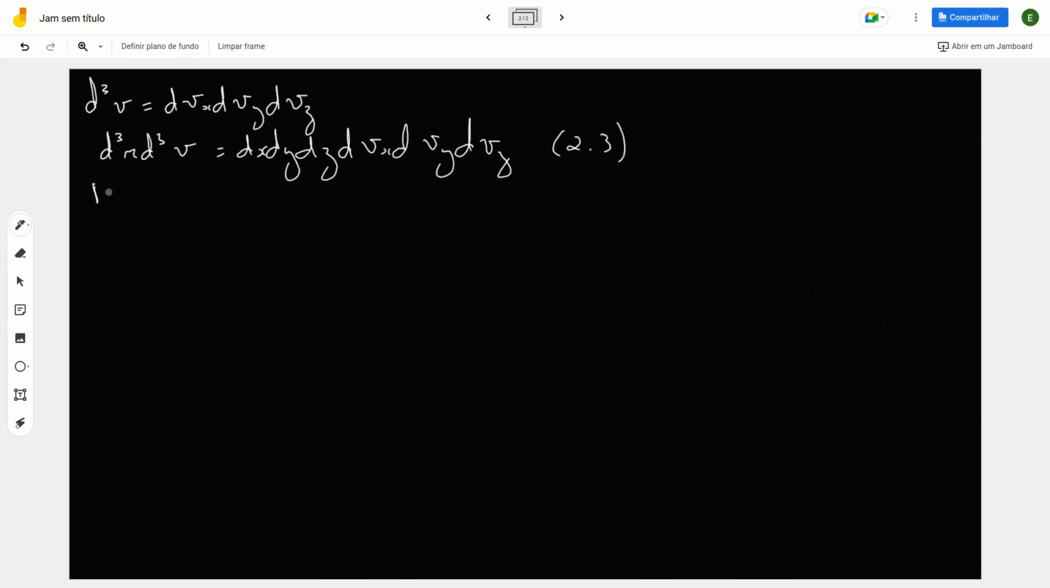Now let's talk about the distribution function. This is the most important variable in our system, the distribution function.